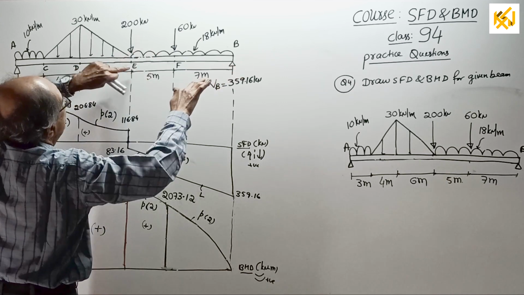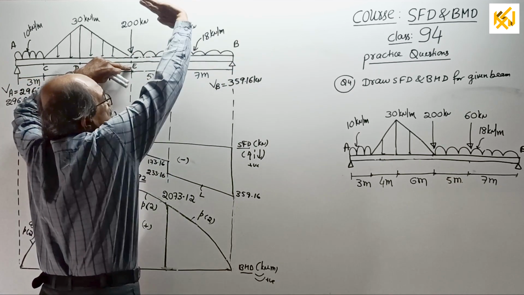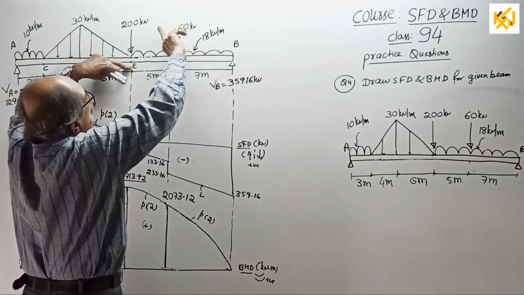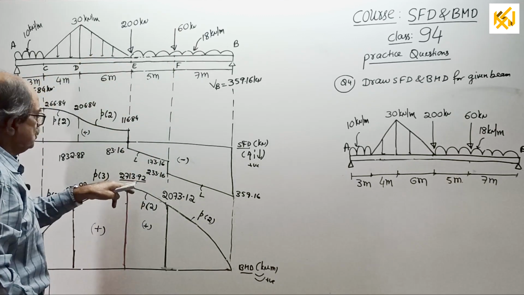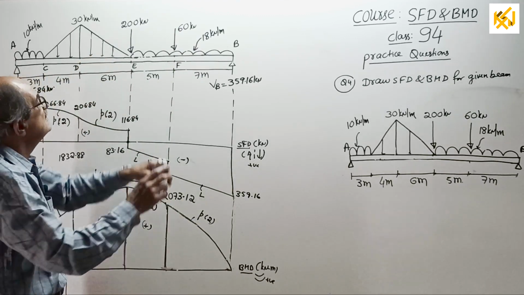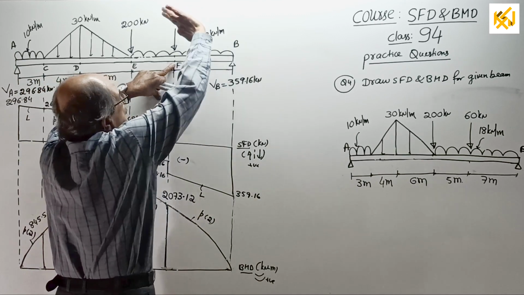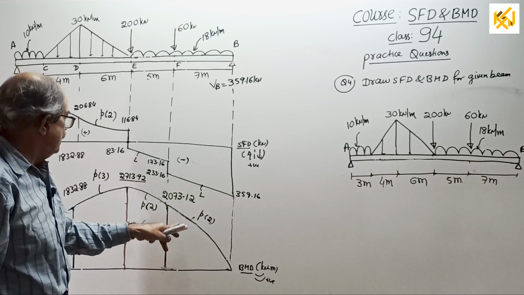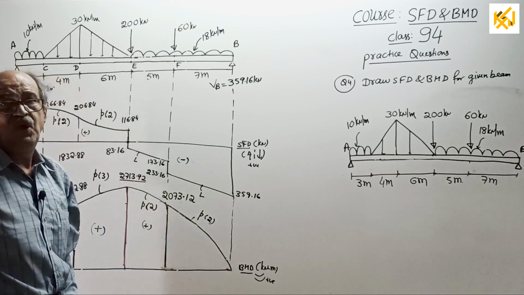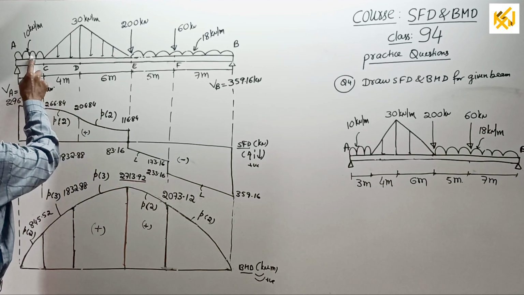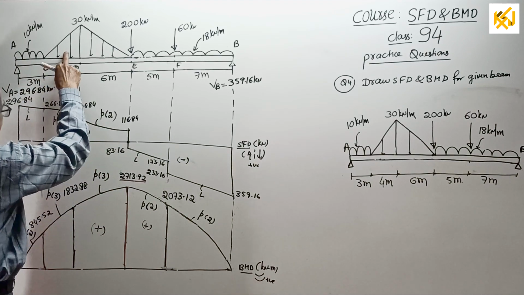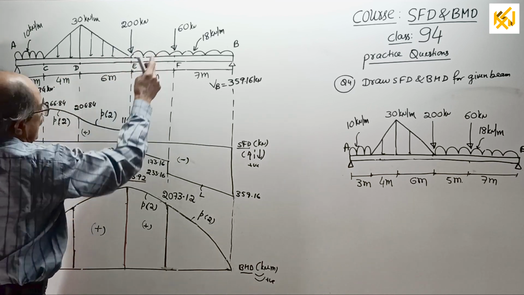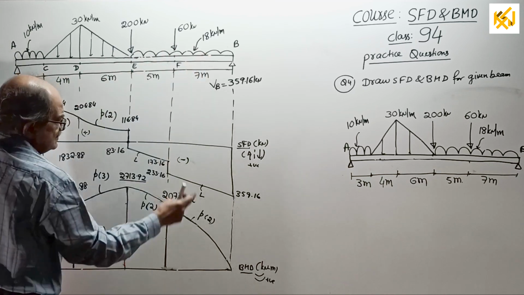BM here, better look this side: plus 359.16 into 12 minus 18 into 12 into 12 by 2 minus 60 into 5. You will get 2713.92. I calculated. BM at this point: 359.16 into 7 minus 18 into 7 by 2, which is 2073.12. Here 0. When you join, remember UDL is a second degree parabola, UVL a parabola of higher degree, again UVL, then UDL second degree parabola, UDL second degree parabola.